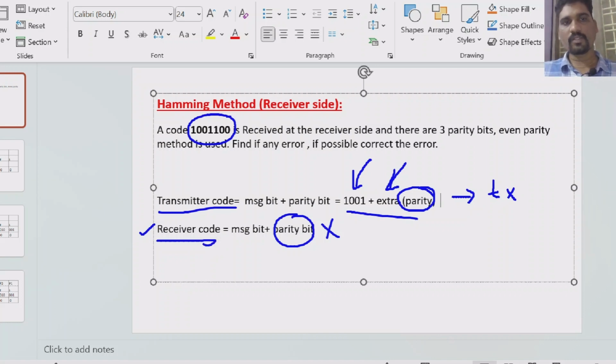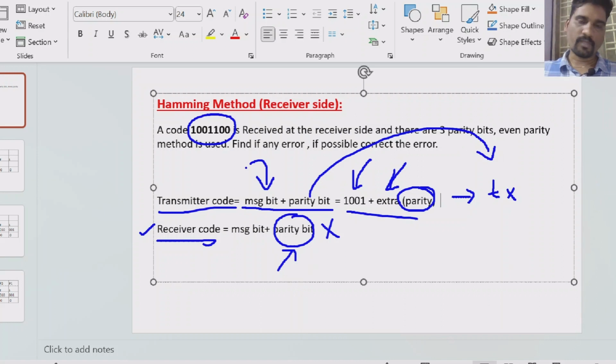Why should we not find the parity bit value in the receiver code? Whatever message we had earlier in the transmitted part, we have already found the parity bit value. Then again we don't require finding the parity bit, because the information is the combination of the message bit plus parity bit at the transmitter side. So we have already obtained the parity value, and that parity value plus message bit value we have sent from the transmitter to the receiver. It may be a wired medium or a wireless medium.